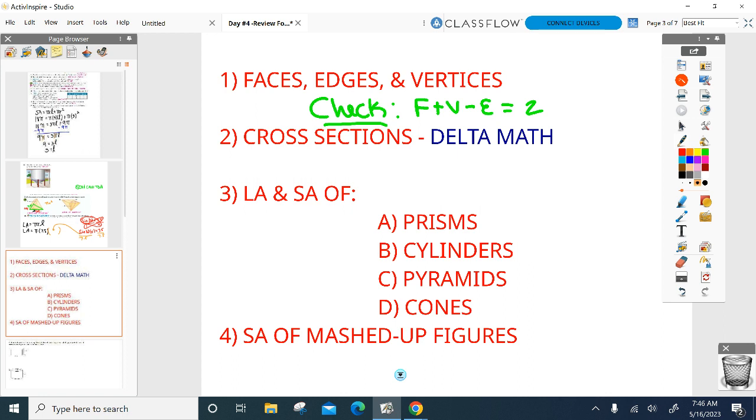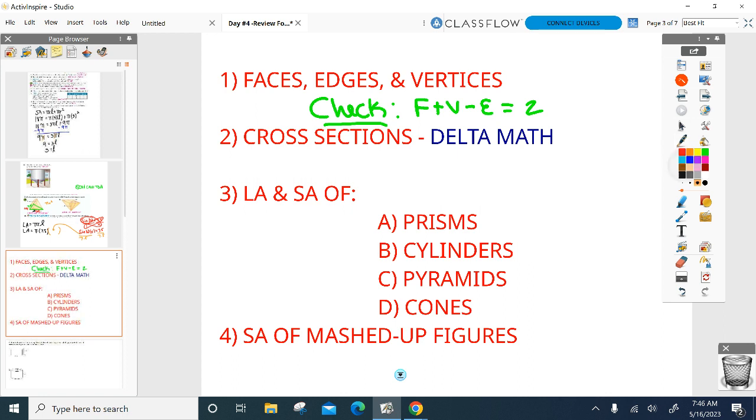All right, again, that's if you want to check at the end to see if you're good or not. Cross sections, remember I take something, slice a figure, hold it up, and ask what am I holding up? That'll be on there. There's nothing, unfortunately, in your review that deals with cross sections, so I put a whole bunch of them on Delta Math. You'll find a whole bunch of cross section practice on Delta Math because there's none in the review. And then the big four: prisms, cylinders, pyramids, and cones.